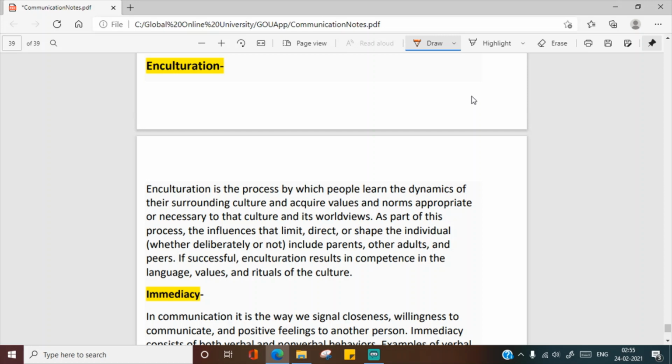In India, in Hindu culture, people touch the feet of their elders. So this is culture. This has been taught to them by their elders. Okay. So this is enculturation. These are some important terms you should know that might be helpful for your exam.